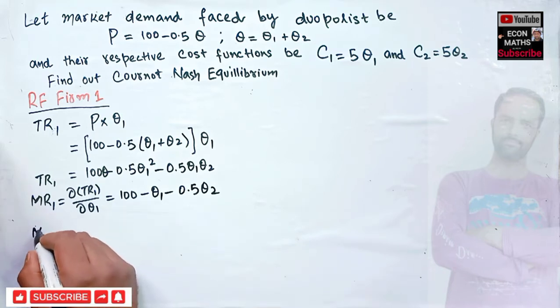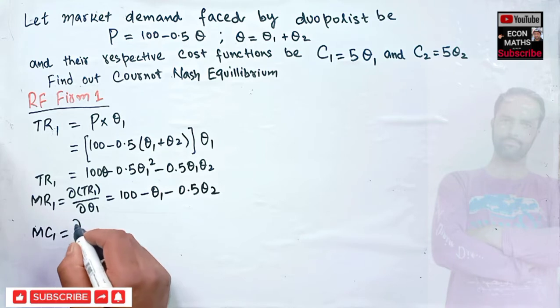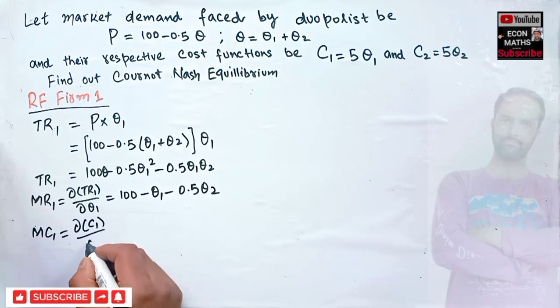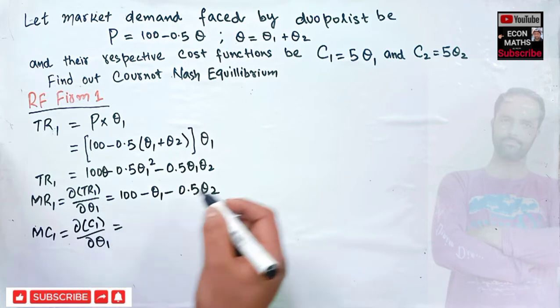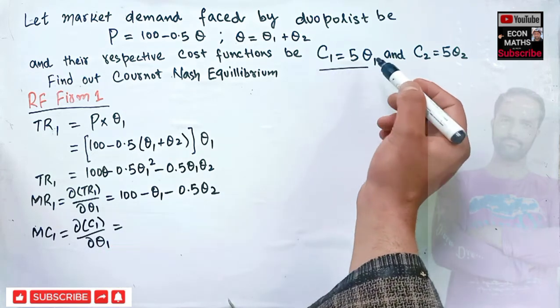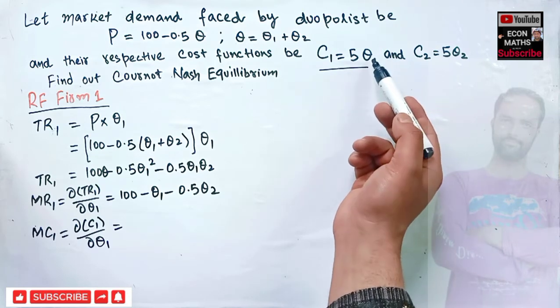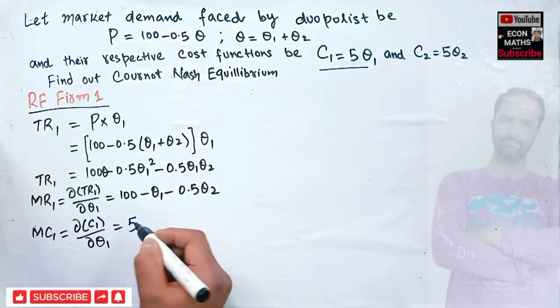Similarly, marginal cost for firm 1 is simply the derivative of the cost function of firm 1 with respect to Q1. So the cost function is given, taking the derivative of this cost function with respect to Q1, the derivative of Q1 is 1, so we are left with 5.